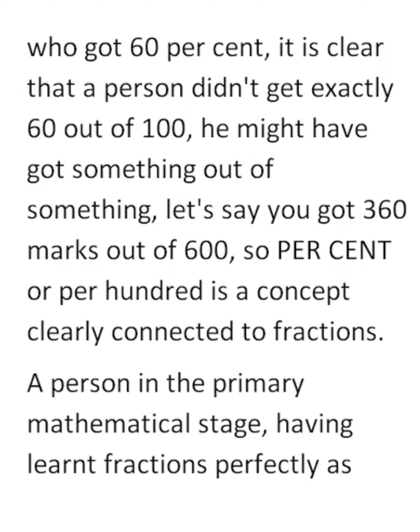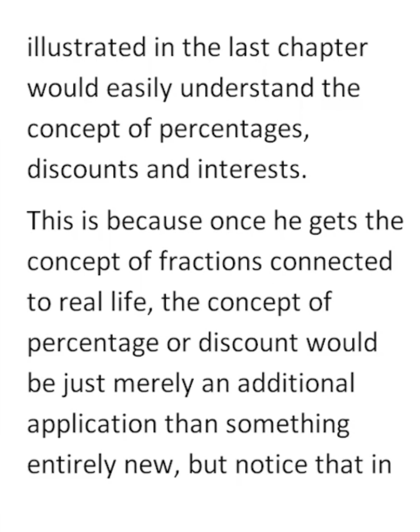Obviously we find it easy to see how much he got if it was 100. So if he got 360 out of 600, out of 100 he got 60%, right? But 360 out of 600 is not clear. 60% is very clear. Percent is simply out of 100, how much. This is obviously a concept of fractions. A person in the primary mathematical stage, having learned fractions perfectly, as we explained in the previous video, would easily understand the concept of percentages, discounts, and interest. Easily. There will be nothing in it.